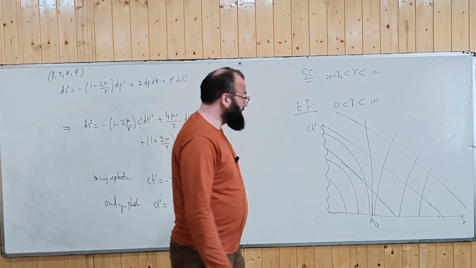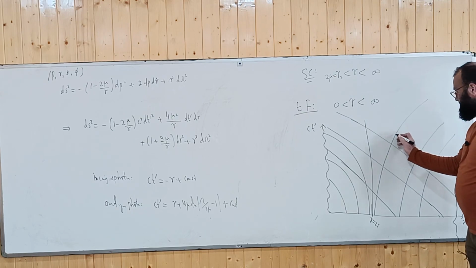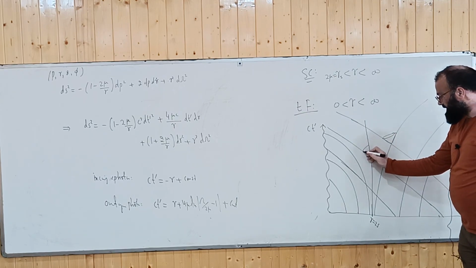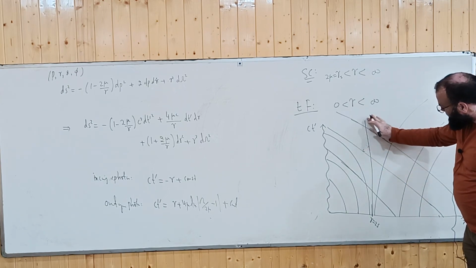Got it? Now let's draw the light cone structure. Light cones. What are the light cones? You can think of this as the light cone kind of thing. Now, it is R equal to Rs.